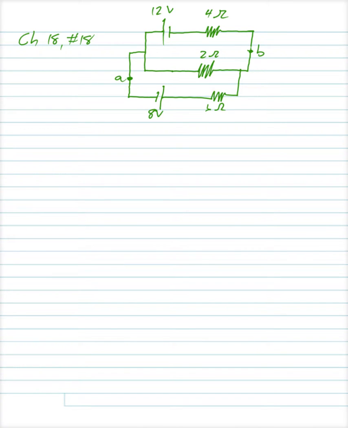Okay, so I've drawn the circuit for Chapter 18, problem number 18, as they have drawn it in the book. But I want to make a couple of points real quick. First of all, this point, this point, this point, this point, all of those points could just as easily be labeled A, because this entire wire is all at the same potential.